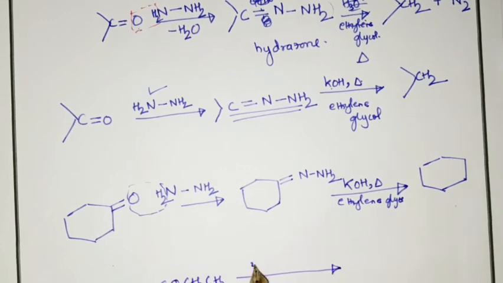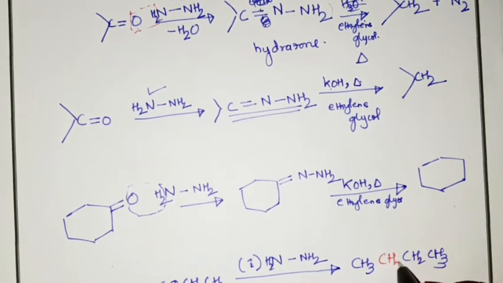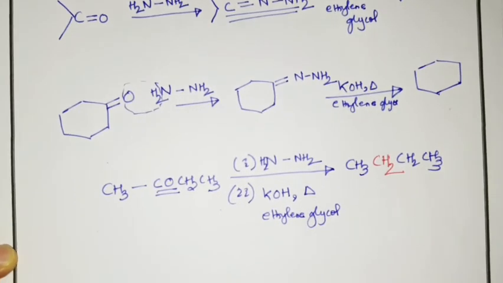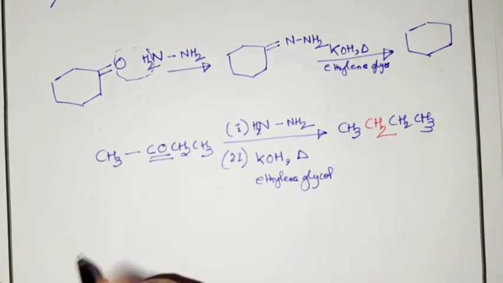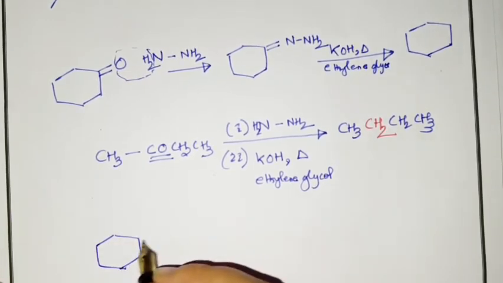So if you are reacting it with hydrazine first, then followed by heating with potassium hydroxide in high boiling ethylene glycol, then the product is your CO group will change to CH2. So all others remain the same, CH3 remains, CH2 there will be no change, but the CO group will convert to CH2. So this is your Wolff-Kishner reduction, though both are the same, Clemmensen and this one, but in this case we use a different reagent.